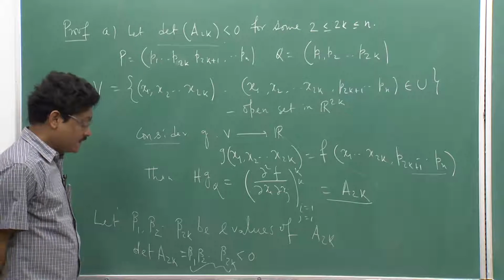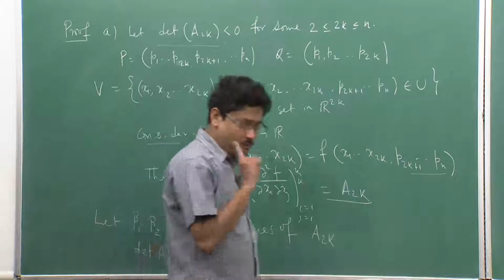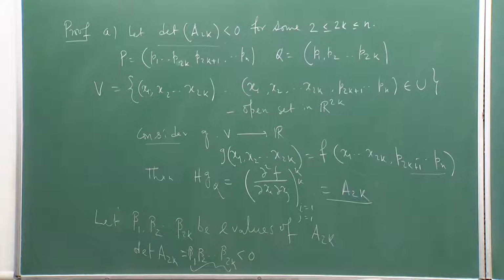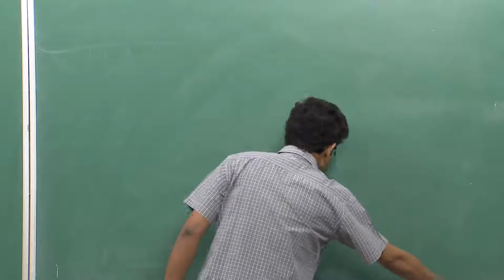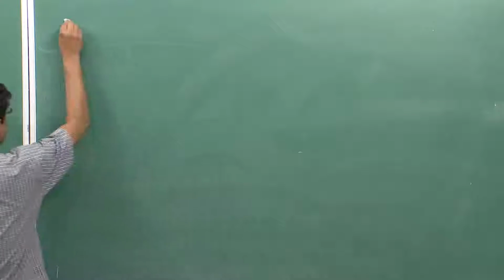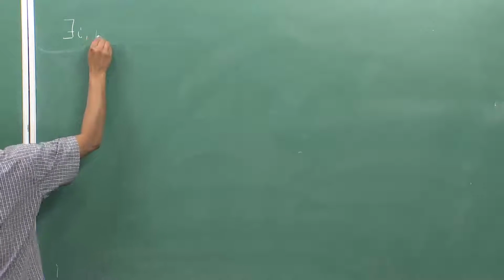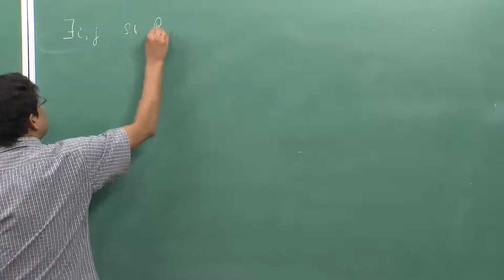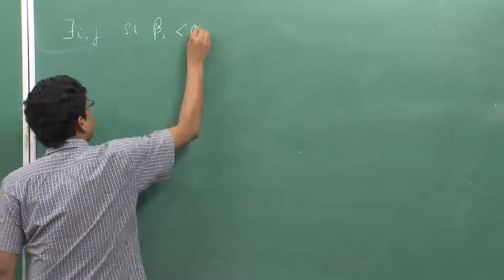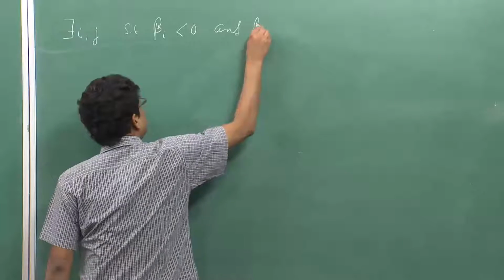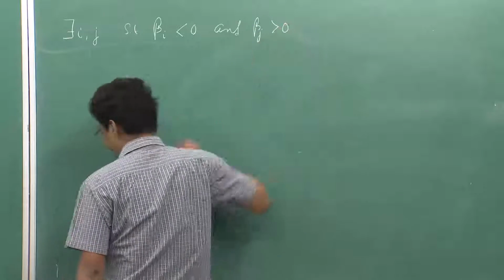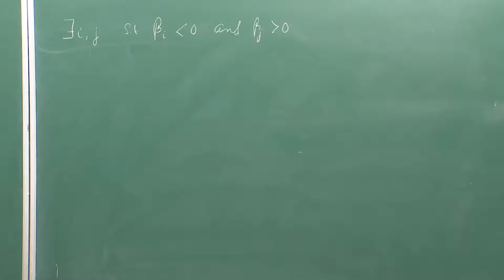So, that says that there must be one which is positive and there must be one which is negative, because if all of them are negative, since there are an even number of terms, the product will be positive, and if all are positive, the product is anyway positive. So, I can conclude from here that there exist i and j such that beta_i is negative and beta_j is positive. One eigenvalue negative, one eigenvalue positive.